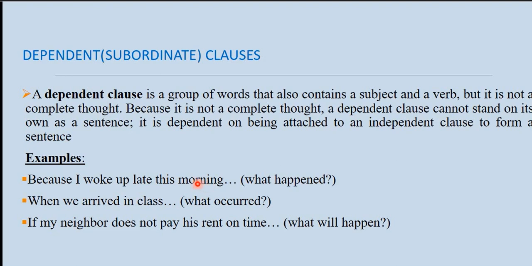You would react. So let's look at another subordinate clause. "When we arrived in class," so the listener waits for the rest of the sentence, the real message, the main clause. You can see that dependent clauses do not convey the message on their own without an independent clause. So let's see the last example. "If my neighbor does not pay his rent on time," so what will happen? Although there is a subject, an auxiliary and a verb, since it is a dependent clause, it doesn't convey the message. That's why we call these subordinate clauses.